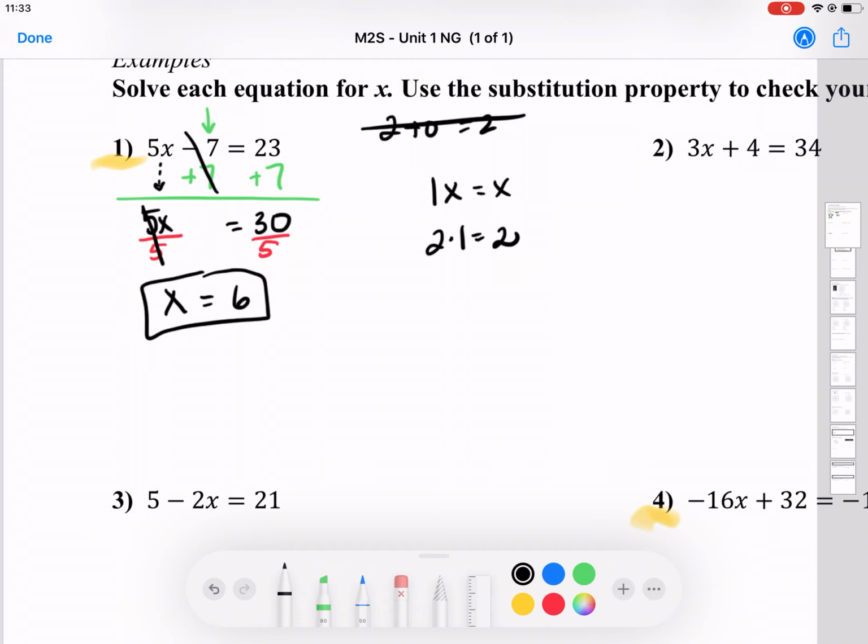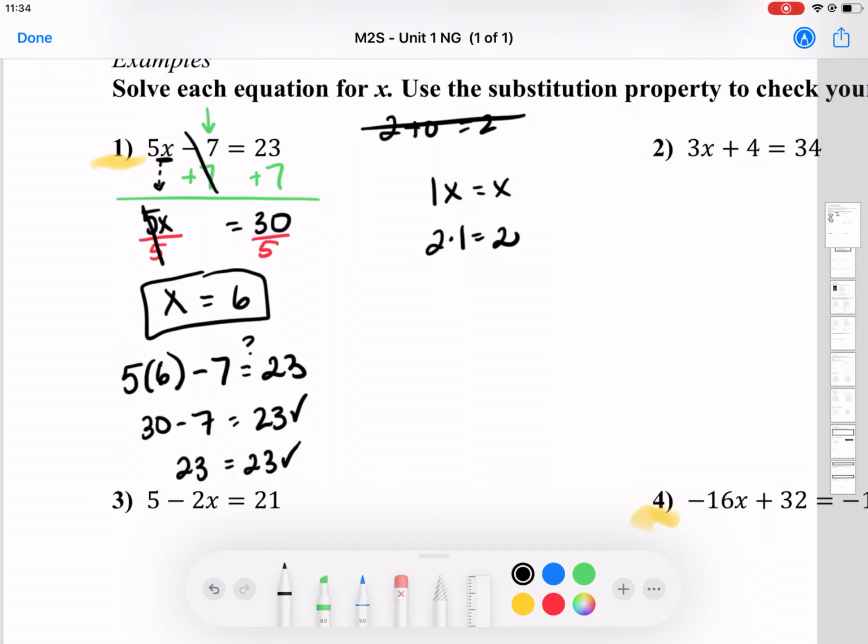And then you're done. If you wanted to check your answer, what you do is you replace the x. So we do 5 times, and instead of putting an x, you'd put a 6, because that's what x equals, -7, and then you'll check to see, does it actually equal 23? And if you do 5 times 6, you get 30. 30 minus 7 is 23. So they do actually equal each other. So that's how you could check your answer.